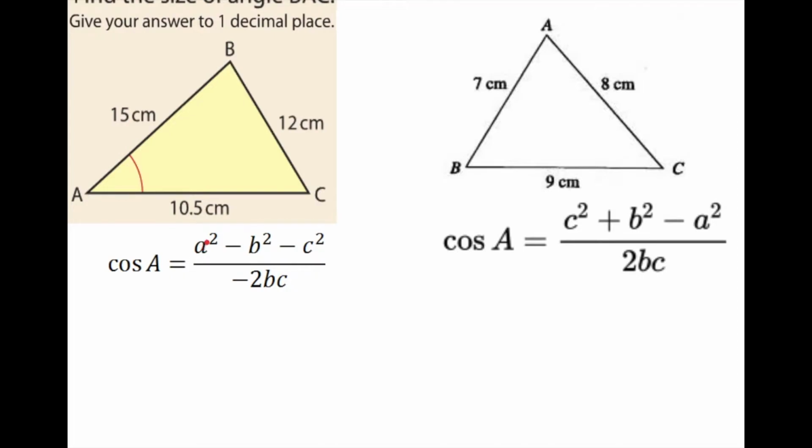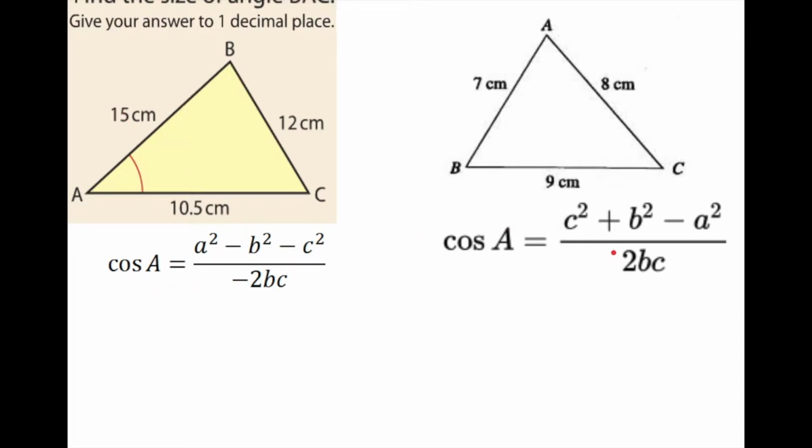So lowercase a would be represented by the side opposite to angle A, which is 12. Pause the video and have a think of what lowercase b and c are. Hopefully you realise lowercase b was 10.5 and therefore lowercase c is 15.